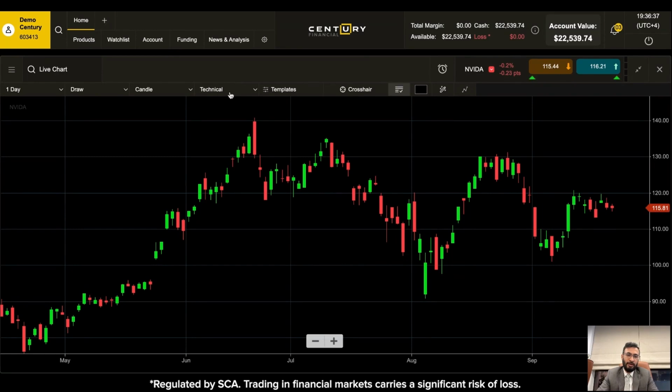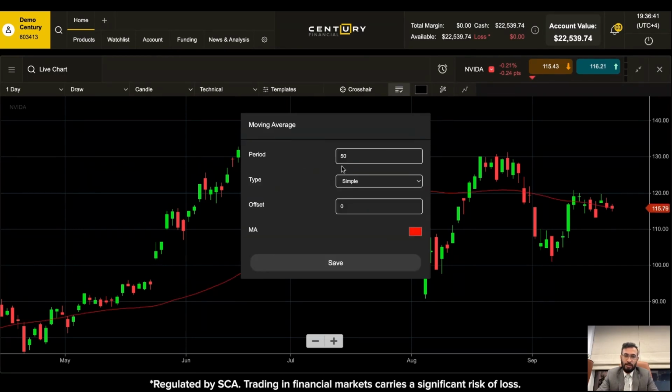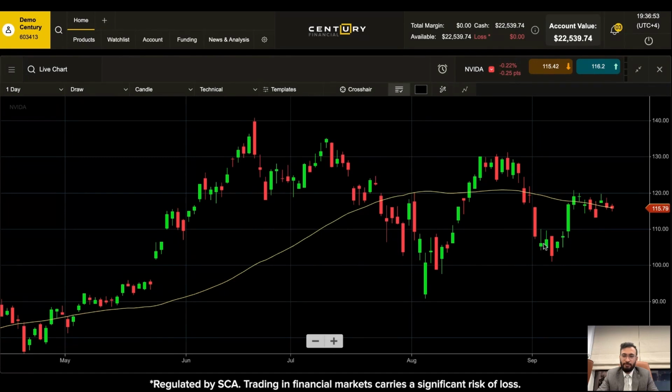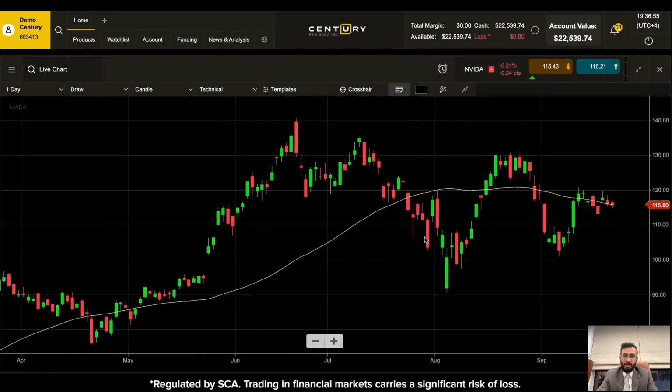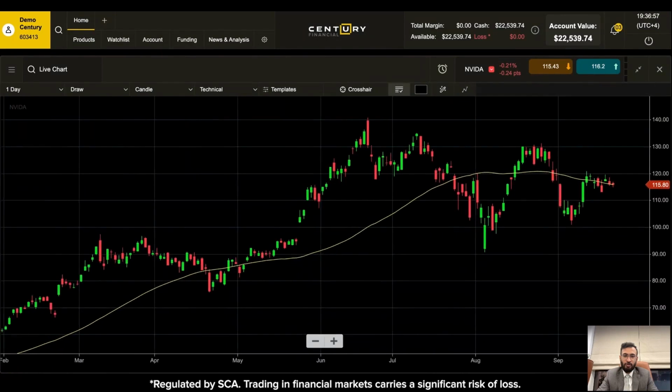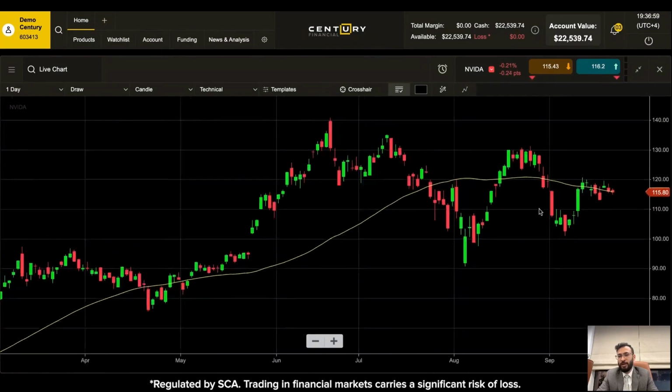So how do I make it? I go to the technicals, I click on moving average, period 50, type simple moving average, 50 period. And let me make this line more visible and yellow. So if you see, this is the moving average line for Nvidia. Right now you're looking at a 50-day moving average line.